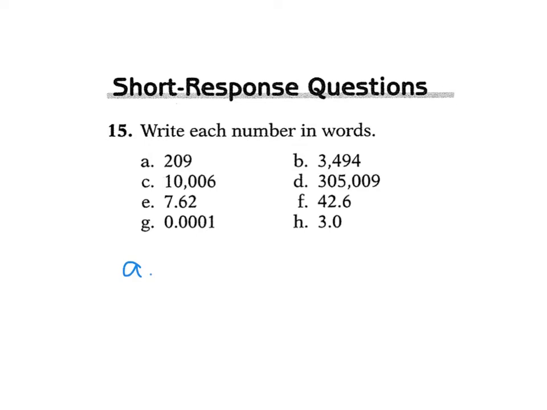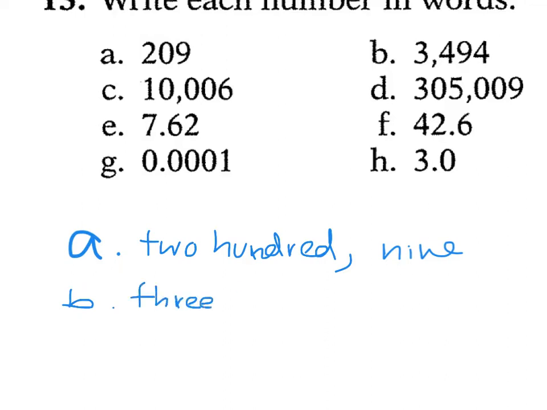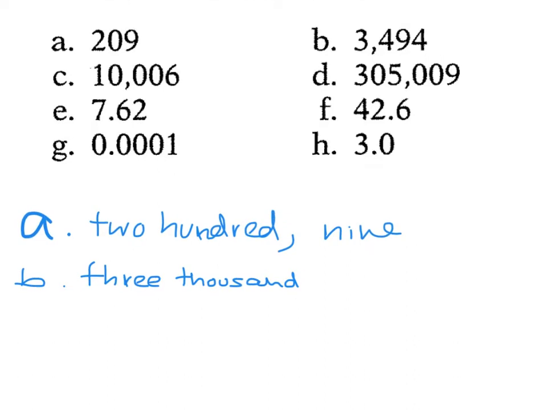For A, when we write this in words, this would be 209. For B, this would be 3,000. Next we have our hundreds place, so it would be 494.